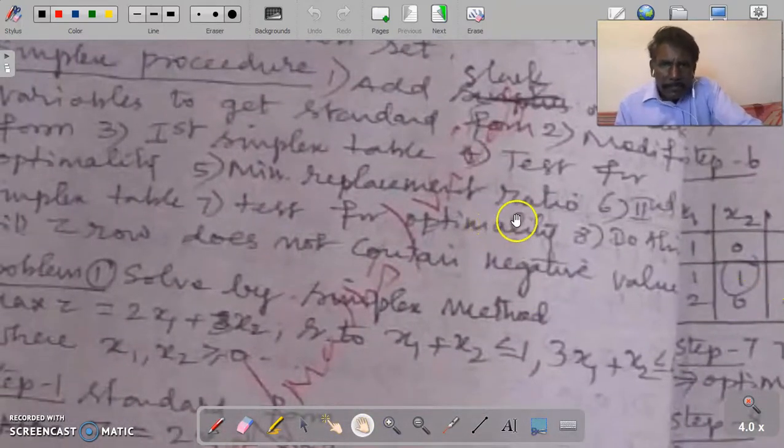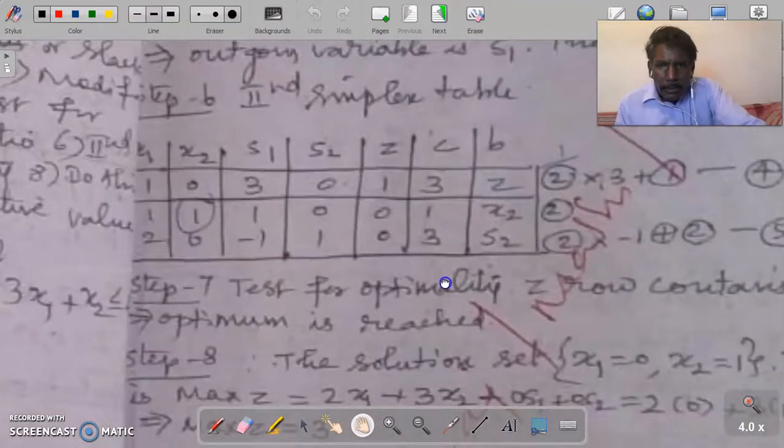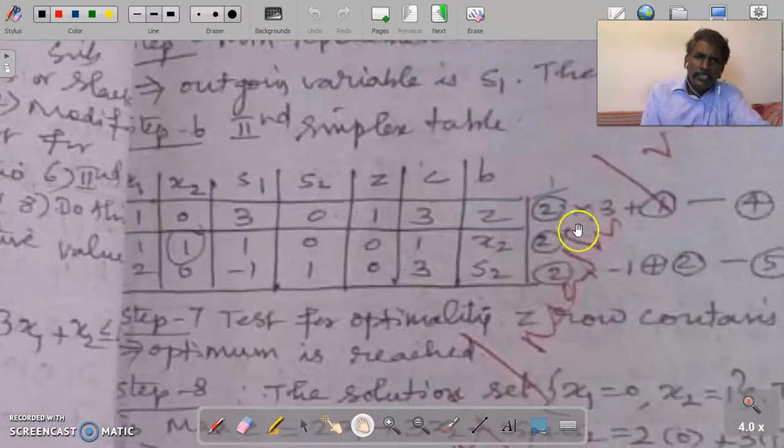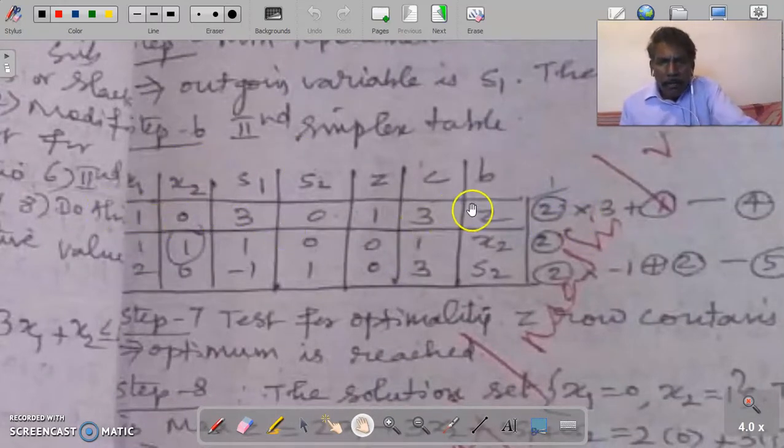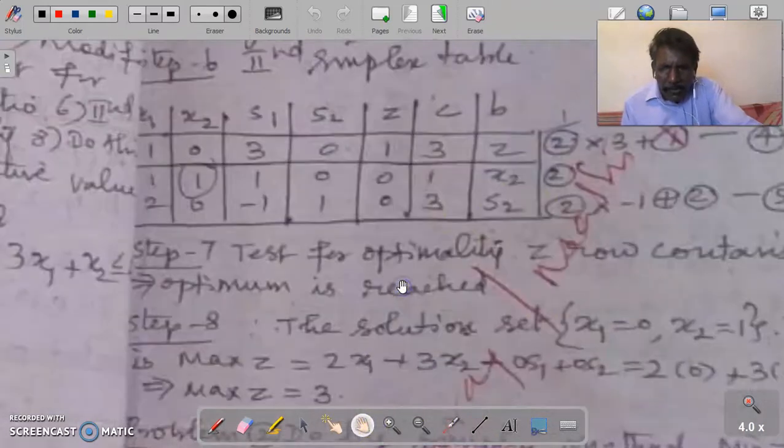Then from the first step onwards, we have to go again and again till all of this particular row is positive. If all are positive, this will give you the solution. Substitute this value in the objective function and you will get the answer.